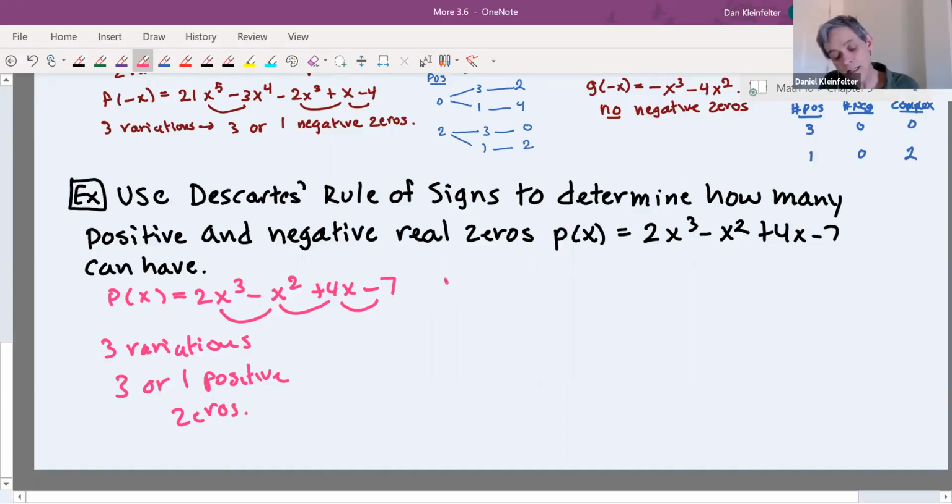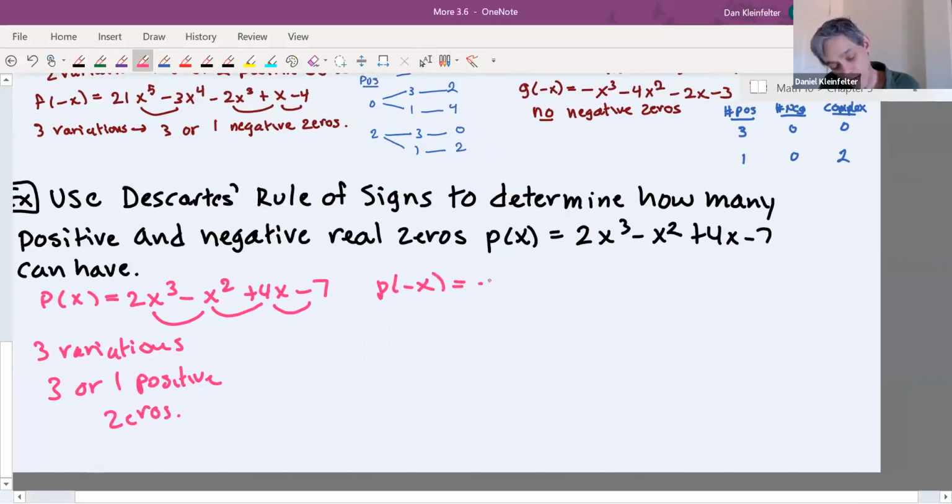Okay, and then let's take a look at p of minus x. That will be negative 2x cubed minus x squared minus 4x minus 7. There are no variations in sign, so there will be no negative zeros.